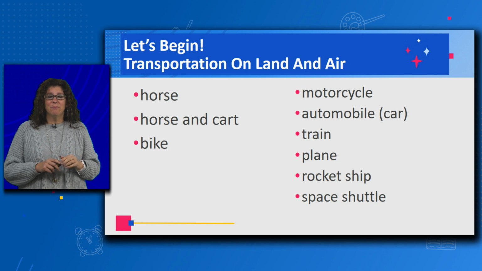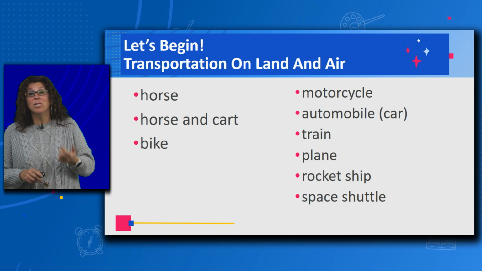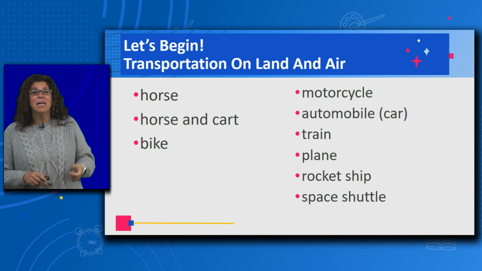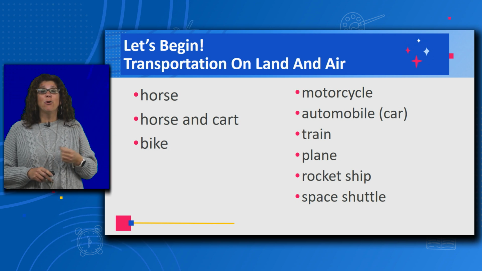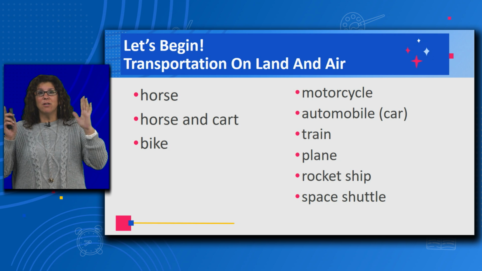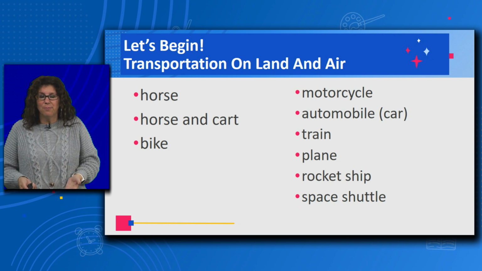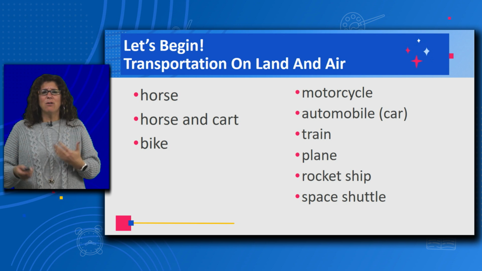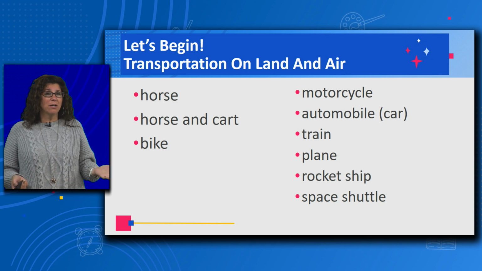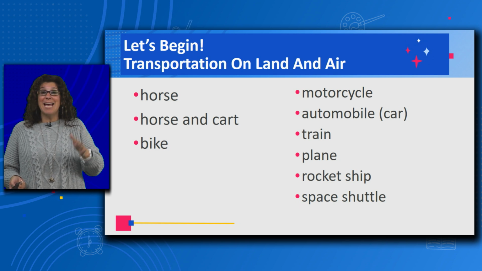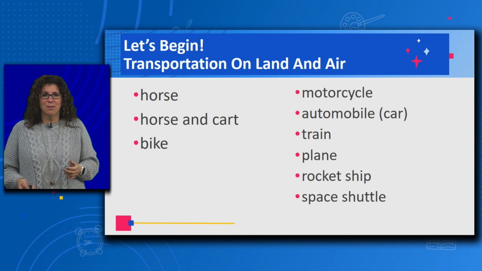So let's begin. Let's talk about transportation. Transportation is the way we get around. It used to be that people rode on the horse, and then they figured out that they can attach a cart to the horse, and then they could take stuff with them. And then there was the bicycle. As time went on, the motorcycle was invented, automobile or car, the train, the plane, the rocket ship, now even a space shuttle. But what do we really know about that?